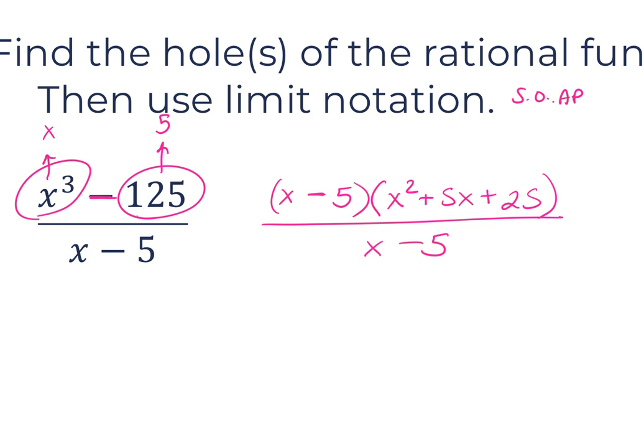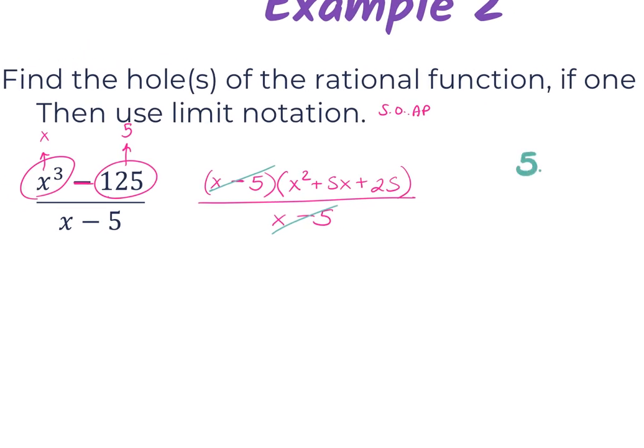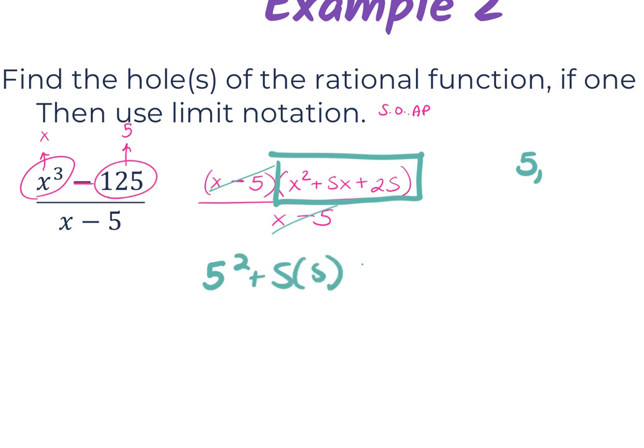So if I was finding domain, I'd do it from here. X could not equal 5. Okay, it would be my domain. This is just asking you for the holes. Does something cancel out? Yep, my x minus 5 cancels out, which means the x coordinate of my hole is 5. And then to find the y coordinate, I plug it into the updated function, which is just x squared plus 5x plus 25. This would actually be a parabola because we got rid of the asymptotes.